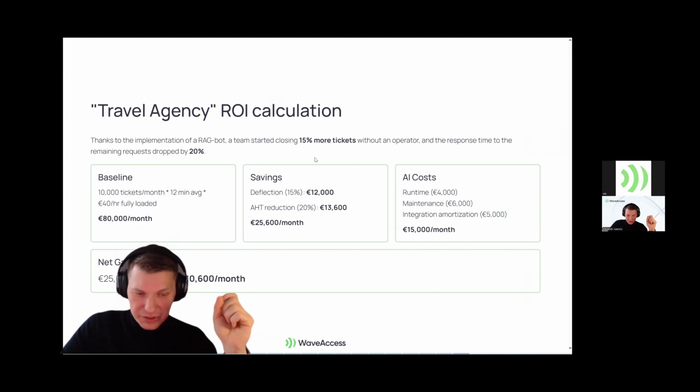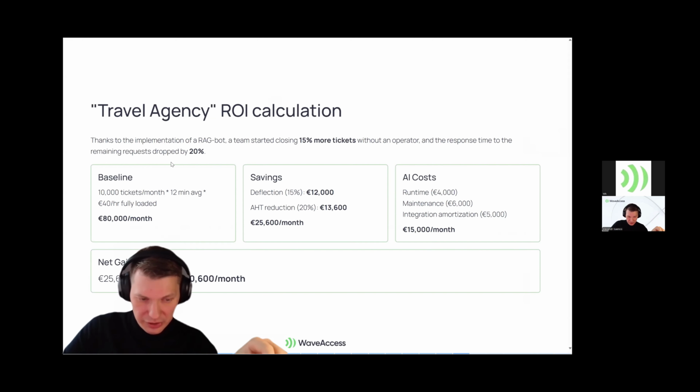What we did, we implemented a bot which deflects or closes automatically 15% of the tickets, and the average time of response, because the support team is also using this bot, dropped by 20%. What we can do, we can calculate deflection, it's 12,000, and the reduction of 20%, it's 30,060. So savings from our estimation was 25,000.